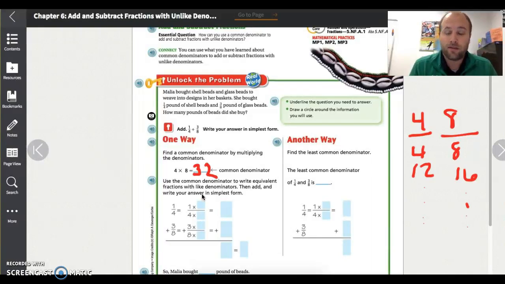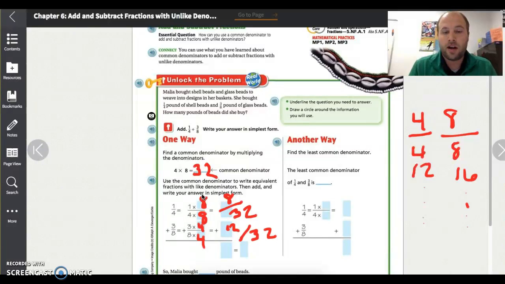Now we're going to have to know our multiplication to figure that out. So what do we have to multiply 4 by to get to 32? And whatever we do to the bottom, we have to do to the top. Well, we know 4 times 8 is 32. Now we rewrite our fraction. 1 times 8 is 8, and 4 times 8 is 32. Now for the 3/8. When we multiply 8 times 4 to get 32, whatever we do to the bottom, we have to do to the top. 3 times 4 is 12 over 32.